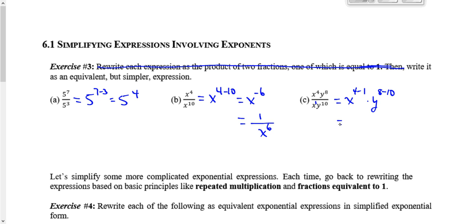I'm really lost. Okay, so I got that. When you divide powers, you subtract the exponents. That's all I did. x to the 4 minus 1, y to the 8 minus 10. So that's x to the 3rd, y to the negative 2, right? Which is actually x to the 3rd over y squared, now it's positive. Remember? When you move the negative to the opposite part, it becomes positive.